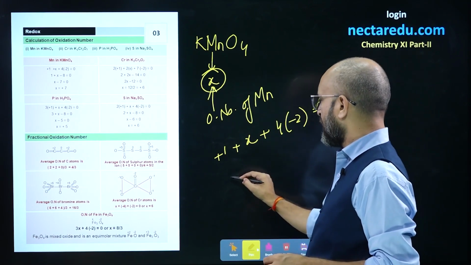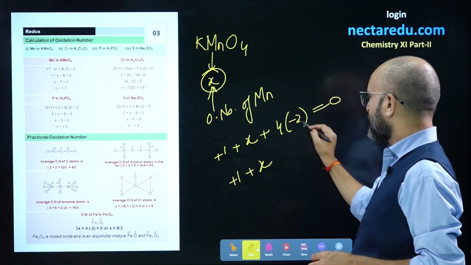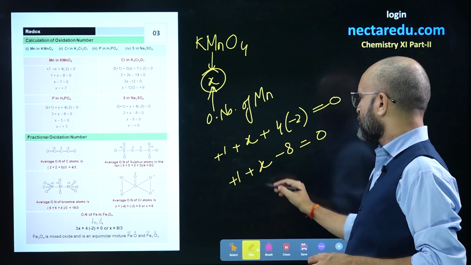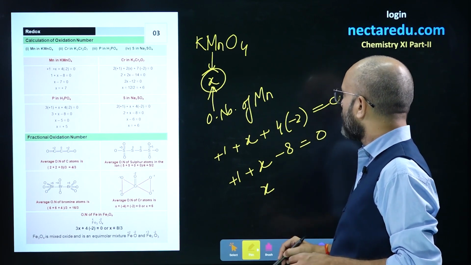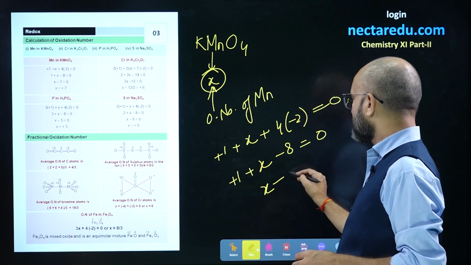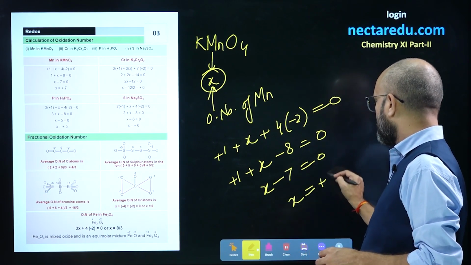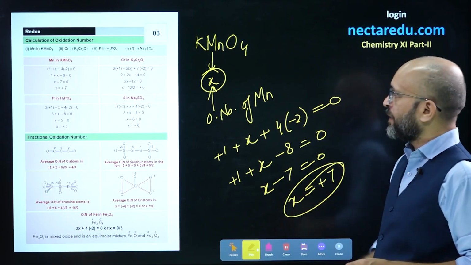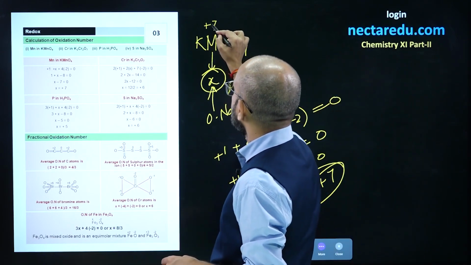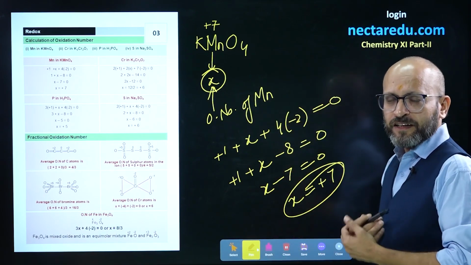So what we will have is +1 plus X plus 4 into -2, which is -8, and that equals 0. X +1 and -8, that is -7 equals 0. So X comes out to be +7. So the oxidation number of Mn here in KMnO₄ is +7. I hope you understood everything.